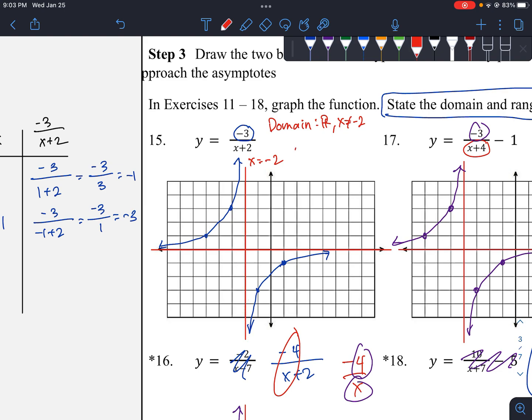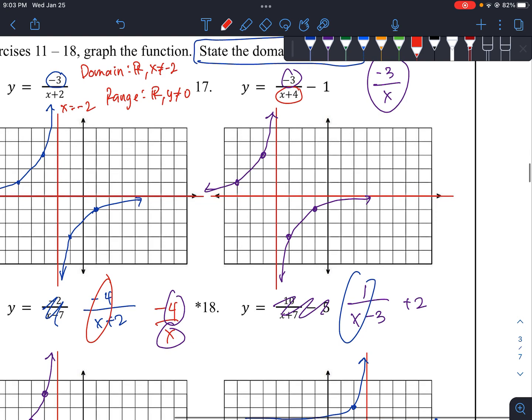The range also behaves very similarly. So the range, if we look in the y direction, well, it goes down this way forever and it comes up, and it's not going to be y equals 0. That's what this asymptote is, y equals 0. Okay, so it's never going to cross that line. And then this branch right here never crosses it either, but it also goes up forever. So the range is all real numbers, but y cannot be equal to 0.